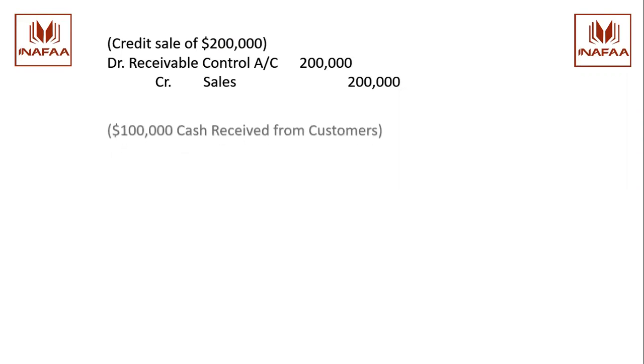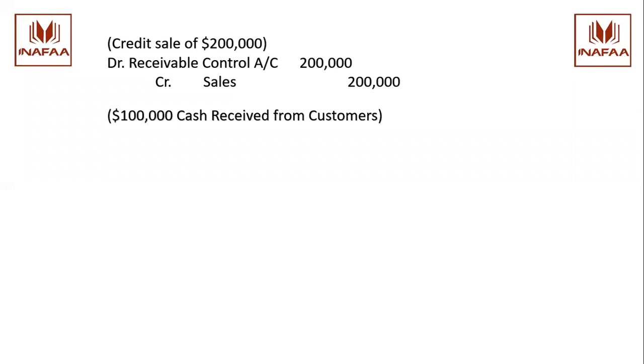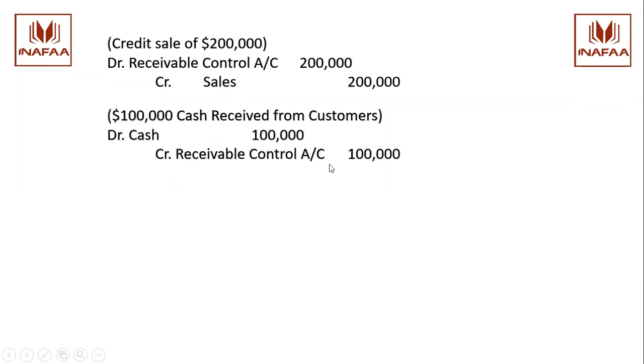Moving forward to the next transaction, $100,000 cash received from customers. This is another transaction. The first transaction is the credit sale. Whenever we make a credit sale, the entry is the same. And then the receivables are decreased in multiple ways. First of all, if they pay us cash, receivable will be decreased. In this case, as receivable is an asset, we will credit receivable control account because the asset has been decreased, but also we are receiving the cash as well. So cash is an asset. We will debit cash with $100,000 and credit receivable control account with $100,000.